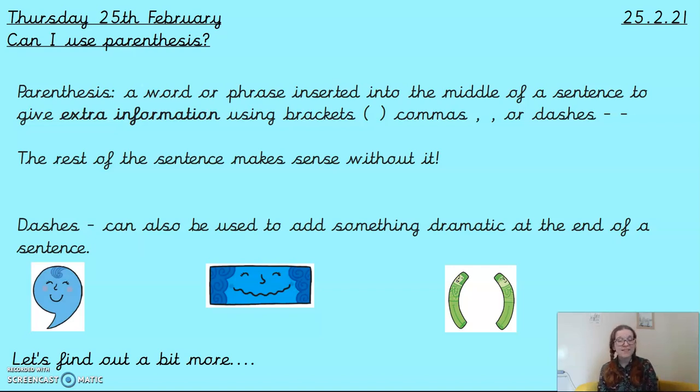Now, parenthesis is a word or phrase inserted into the middle of a sentence to give extra information using brackets, commas or dashes. So there are three ways in which we can achieve a parenthesis in our writing. Top tip: the rest of the sentence makes sense without it. You can also use dashes to add something dramatic at the end of a sentence, which will be really helpful this term when we are thinking about writing some spooky stories just like clockwork. Okay, let's find out a bit more.